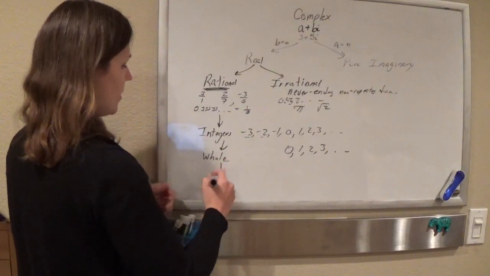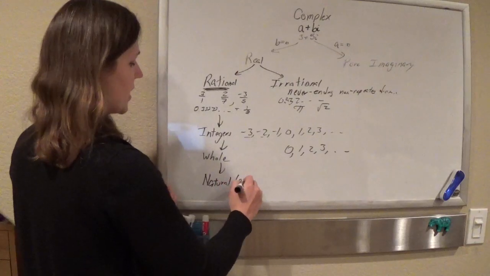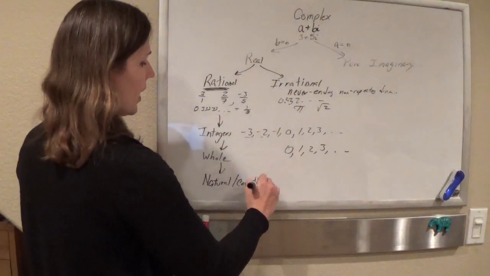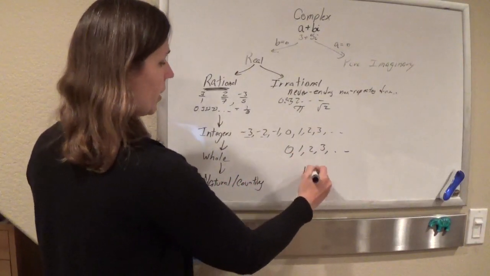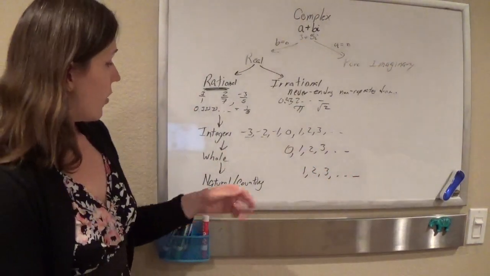And then our last one are our natural numbers, or sometimes they call them our counting numbers, and they just start at 1, no 0 for them, and go on. And so there we go.